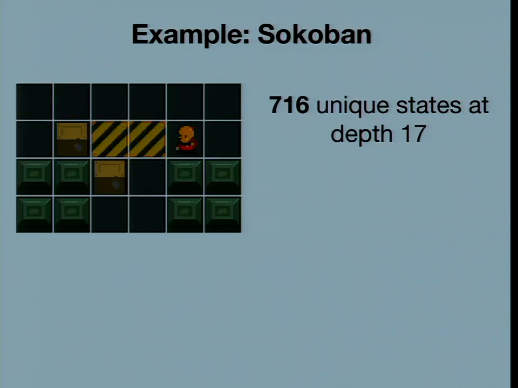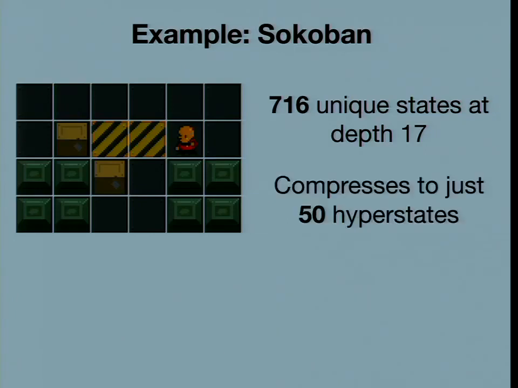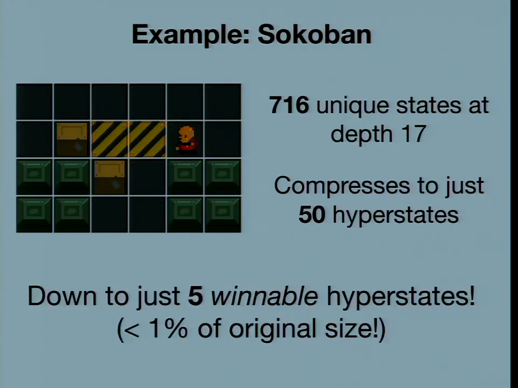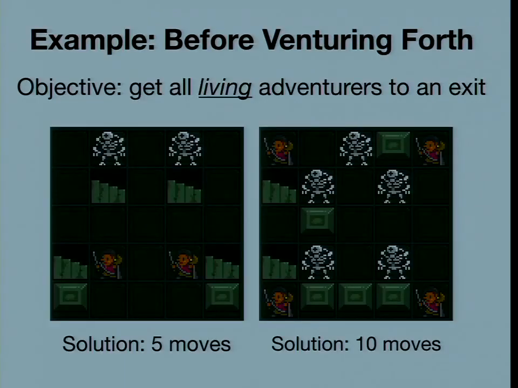If you compress this with hyperstates, you get 50 hyperstates. And if you remove all of the hyperstates from which you can never win the game, this level compresses to 5 hyperstates. And those hyperstates kind of represent the meaningful stages of a solution to this level. It's really wonderful. This is a game which was co-designed with me and my AI game designer. It's called Before Venturing Forth.